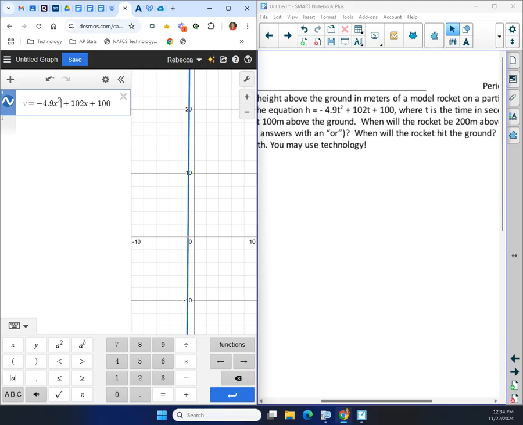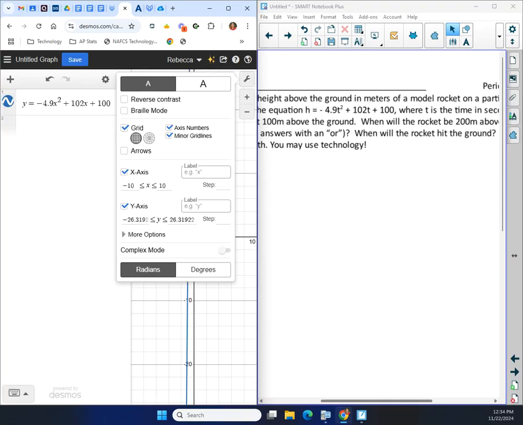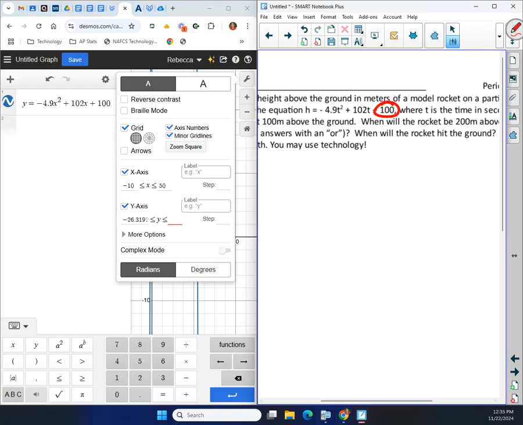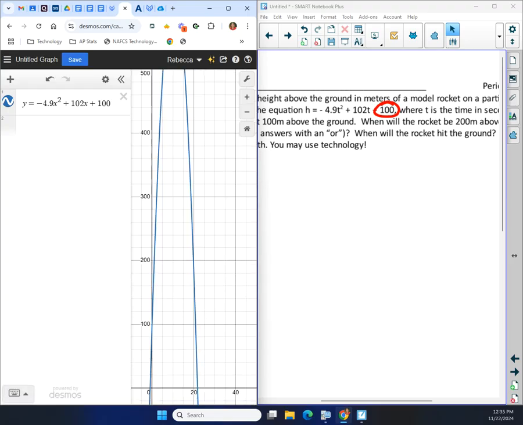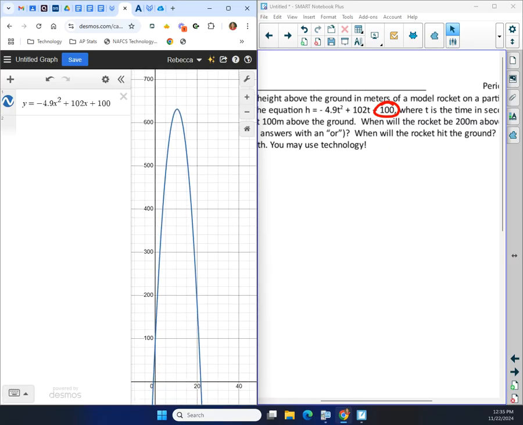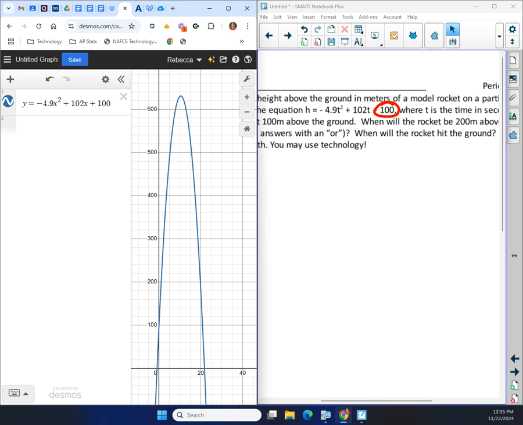And there we go. Problem is I can't see it, and I don't have a table to help me decide on what I should do with my window. But I'm just going to estimate, and I may have to change it a couple times. X is time, so I'm just going to go with like 50. I think that might be wide enough. But for my Y, I'm not sure how high this rocket's going to go. I know that it goes at least 100 because that's my Y-intercept. So I'm going to go to like 500, see if I can see it. Can't, but it looks like it's not too far up. So I'm going to try maybe 750. And there we go. Now I can see all the parts.